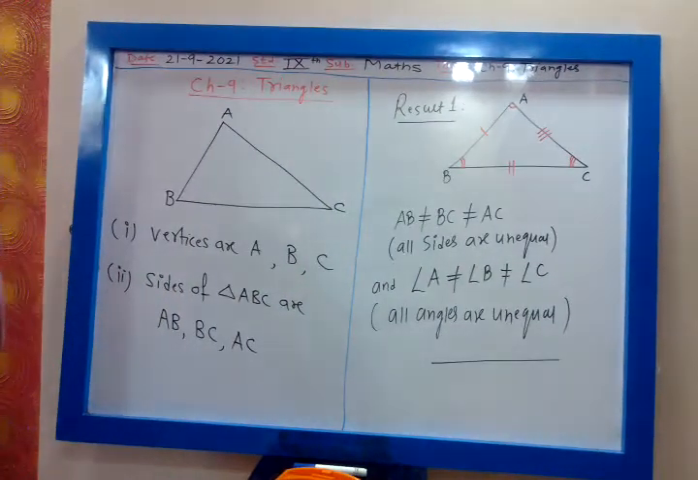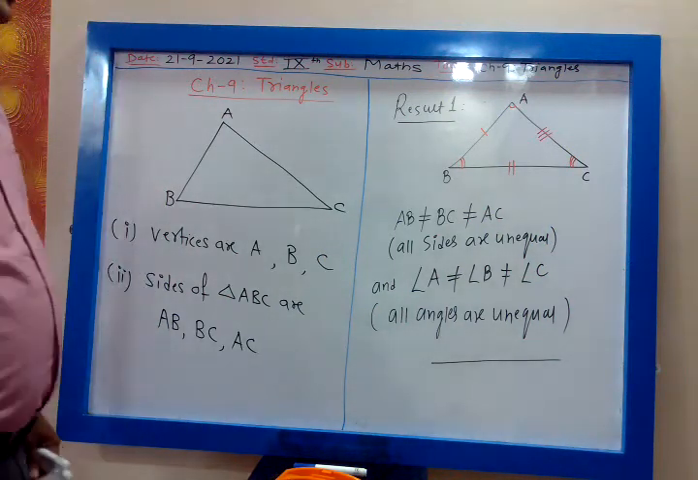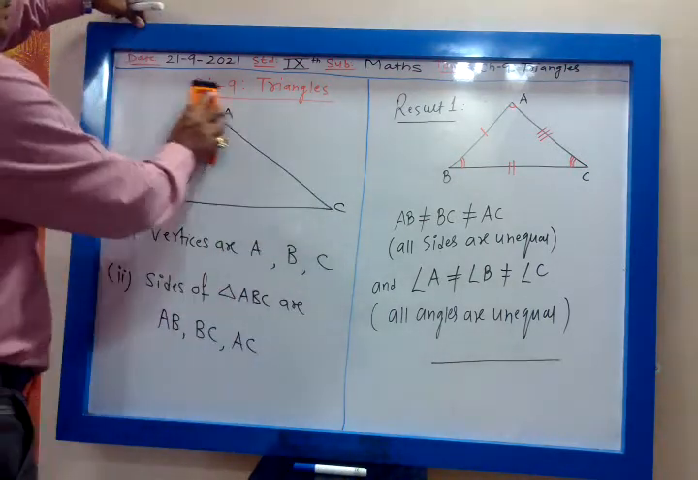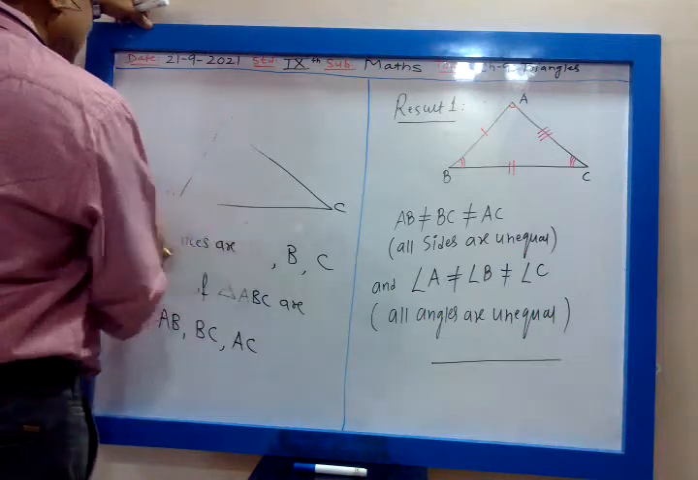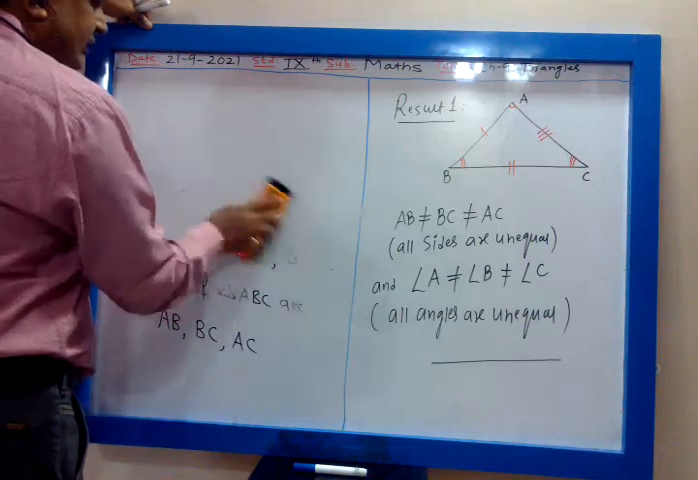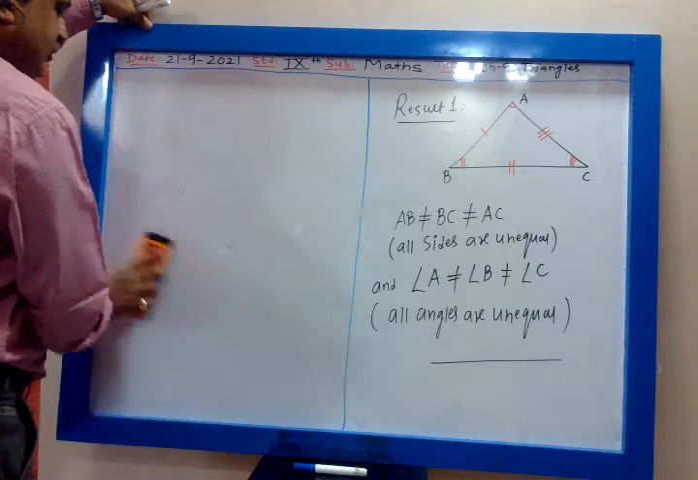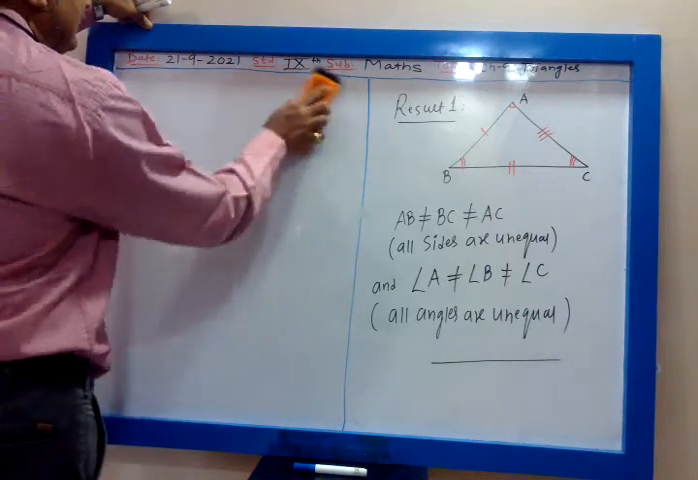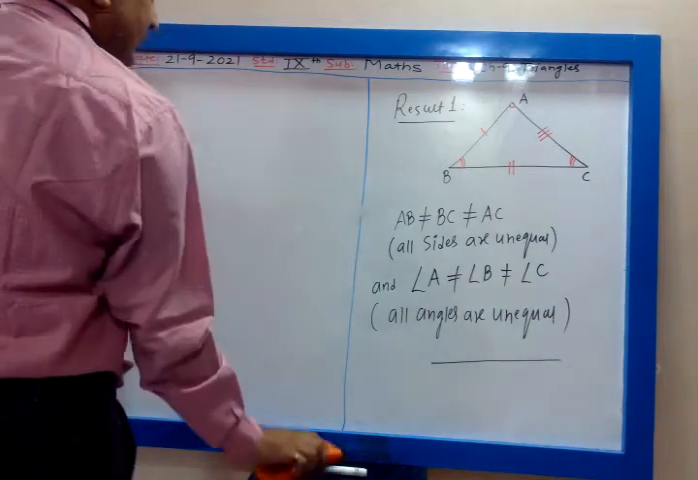All sides are unequal. All angles are also unequal. Okay. Then what happens? If all sides are unequal and all angles are unequal, then what is result one? It says that whichever side is bigger, the angle opposite to that side will also be bigger. Is it clear?